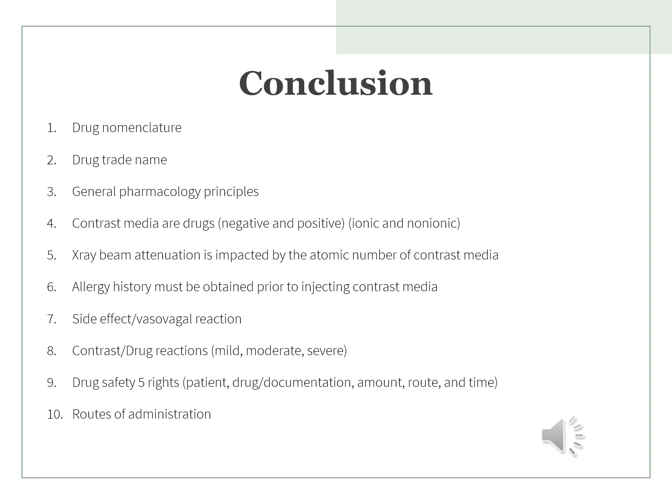In conclusion, drug nomenclature is how drugs are named. Drugs are classified depending on their medical value or the risk of dependence and misuse. General pharmacology principles include the mechanism of the drug and the effect of it and the site of action. Pharmacokinetics looks at how drugs are absorbed, distributed, metabolized, and excreted. Contrast media are considered drugs because the majority have the same pharmacokinetics as other drugs.